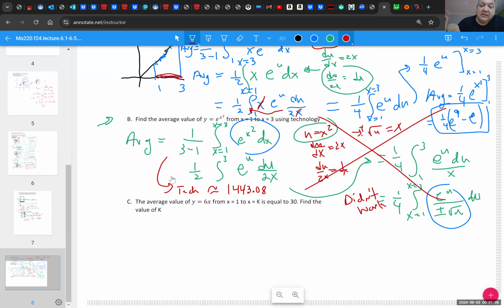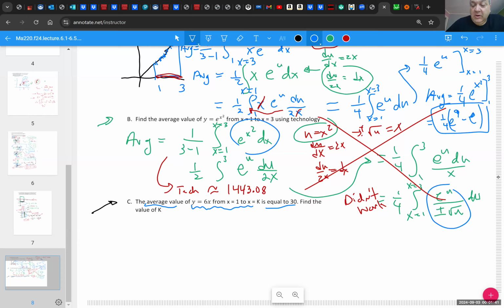In example C here, it says the average value of this function y equals 6x from x equals 1 to x equals k is equal to 30. Find the value of k. So this is a little bit different because they already told you the answer, the average value. The average value of this guy is 30. So they told you the average value is 30, but they didn't tell you the right-hand endpoint. They say x equals 1 is the left-hand endpoint, and x equals k is the right-hand endpoint.